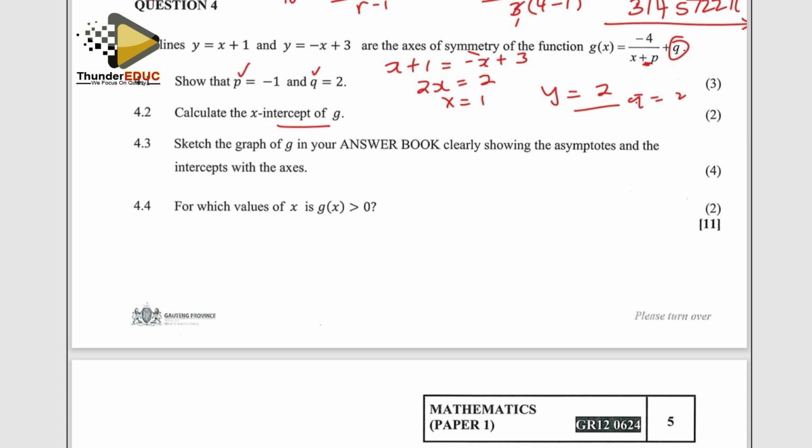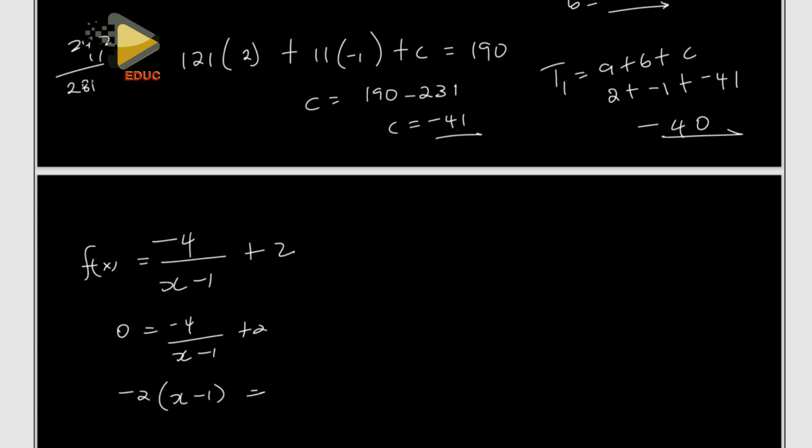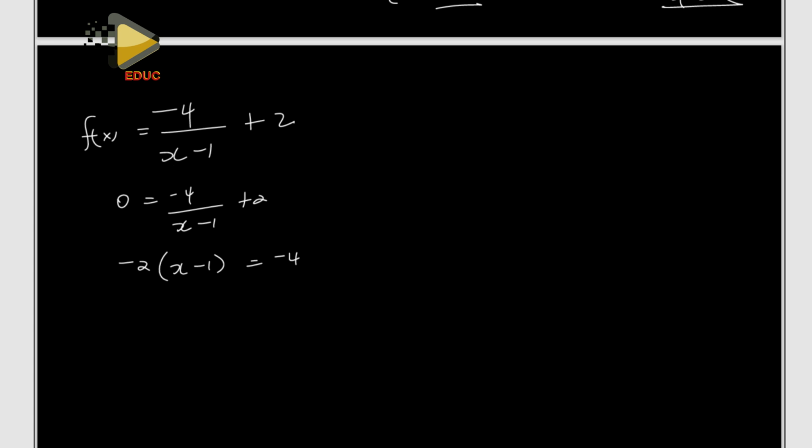Now 4.2, they want us to determine the x-intercept of g. So I'll start by rewriting that equation. It's going to be negative 4 over x minus 1 plus 2. Then for the x-intercept, y must be 0. Negative 4 over x minus 1 plus 2, move it that side, negative 2 times x minus 1 is negative 4. All right, open this up. We have negative 2x plus 2 is negative 4. Move it that side, negative 2x is negative 6, which means x is 3. So the x-intercept is going to be (3, 0).